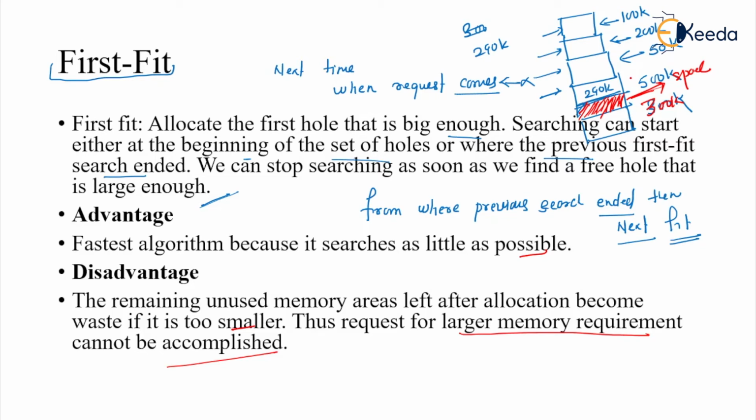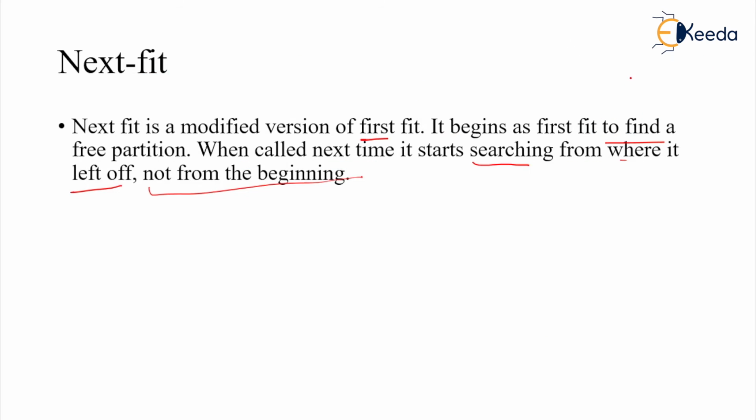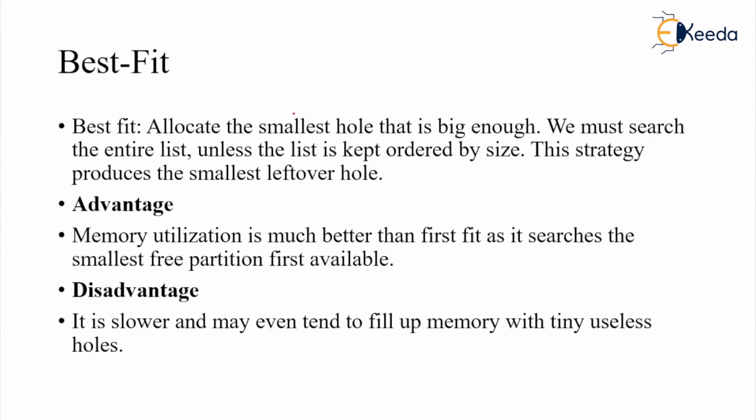Searching can begin as soon as it finds the first free hole, where the previous first search ended. Best fit method: what is the best fit? They allocate the smallest hole that is big enough. So that is written here: smallest hole that is big enough. We must search the entire list unless the list is kept ordered by size.